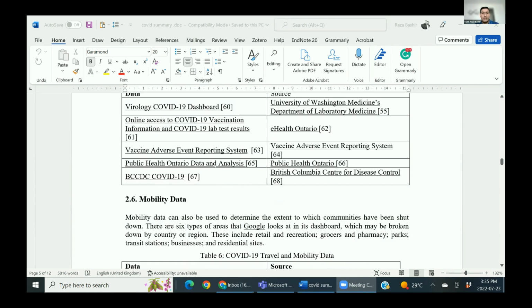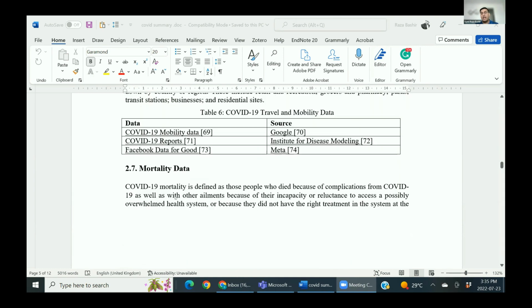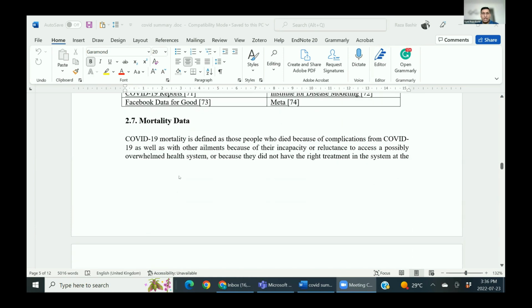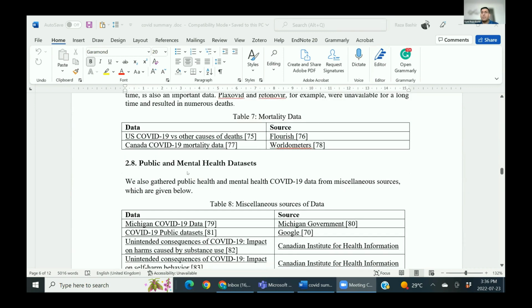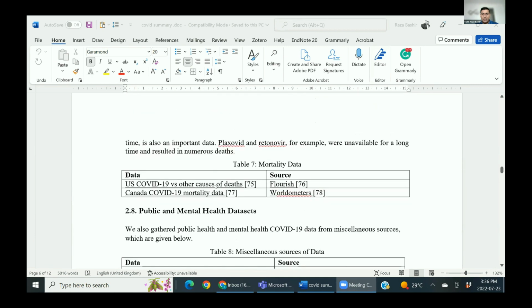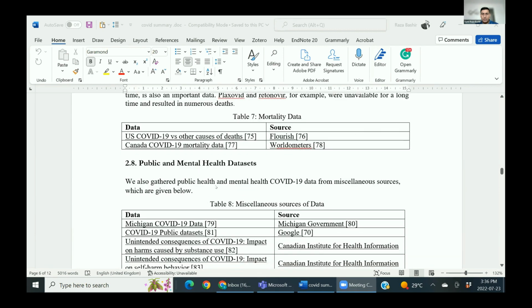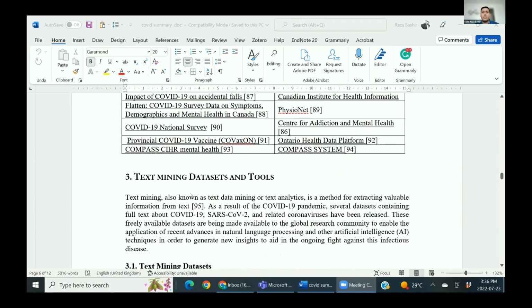Then we also consider mobility data that can also be used to determine the extent. This is mobility data from Google, Institute for Disease Modeling, and from Meta also. Then the death rate mortality data, we also gathered that, the seventh one. This is from Flourish and Worldometers. And the last one is public and mental health data set, which we also gathered from there. So these are all the tables, and it's a very extensive study to gather and put all of that together. Then we also have text mining data sets and tools.